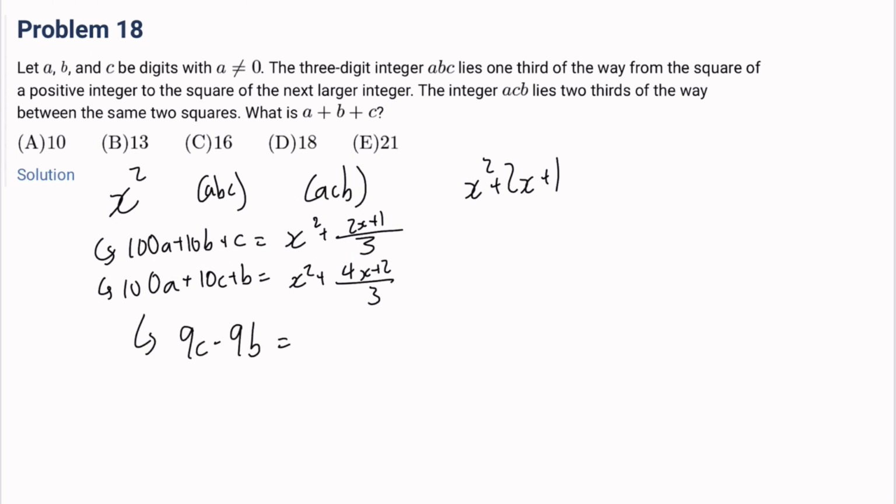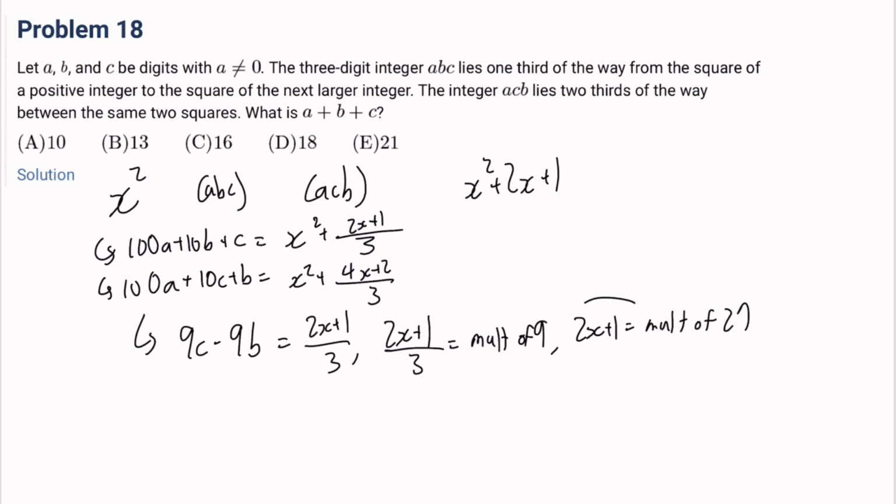9C minus 9B equals 2x plus 1 over 3, right? That means that 2x plus 1 over 3 is a multiple of 9, so 2x plus 1 is a multiple of 3 times 9, which is 27, right? And so if we say that this just is 27, that gives us x equals 13, right?